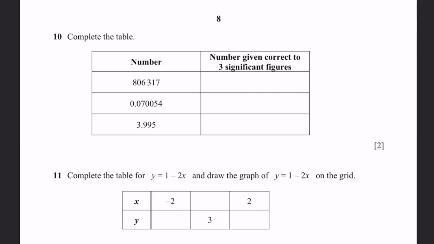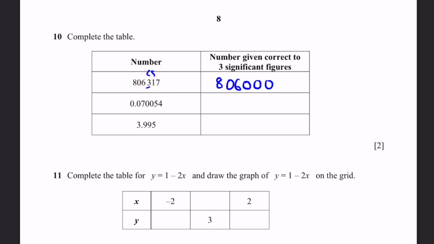Question 10. Complete the table. The number and number to 3 significant figures are required. So 806317. The third significant figure is 6. The fourth is 3. And that's less than 5, right? And therefore, we can ignore it and just write all the digits out by making all of these zeros.